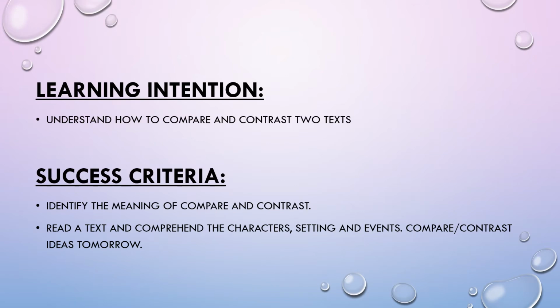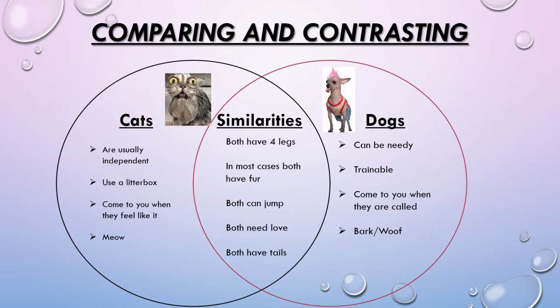The learning intention for today is to understand how to compare and contrast two texts. To be successful, you must be able to identify the meaning of compare and contrast, and read a text and comprehend the characters, setting, and events. Compare and contrast ideas are for tomorrow. You have actually done a little bit of work in class about comparing and contrasting two different things.